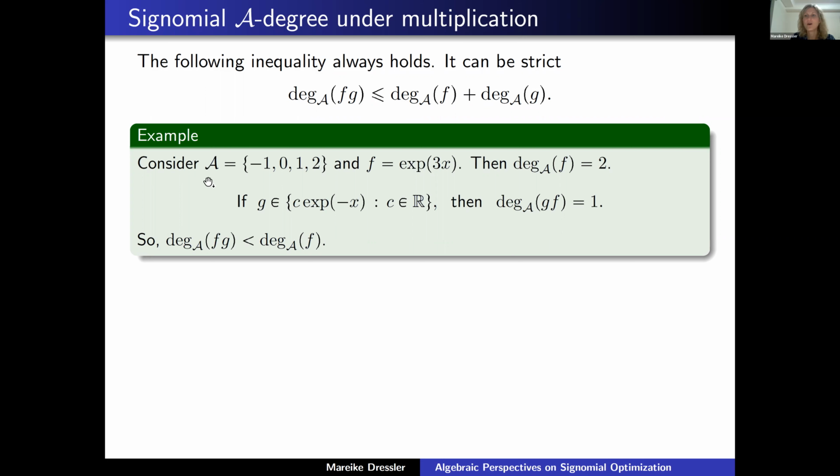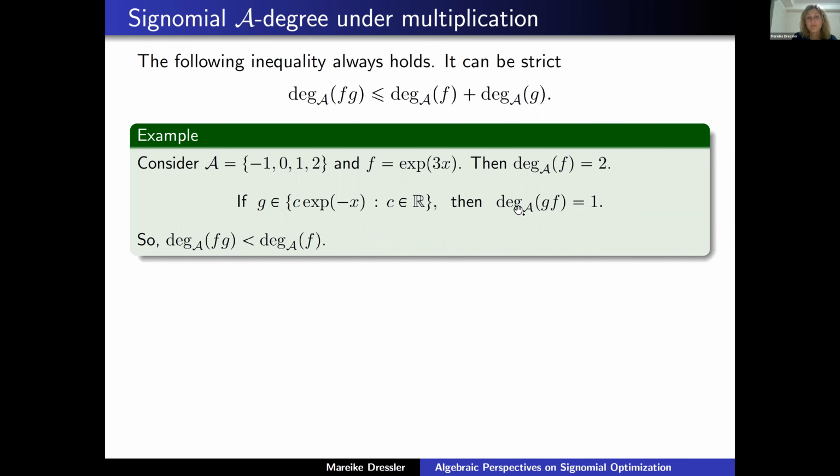So let's consider the one variable case. And we have this ground set, -1, 0, 1, and 2. And we look at the Zignomial f = xe^(3x). Then the A degree of f is 2. And why is that? We really need two basis functions to express f. So we need xe^x and e^(2x), right? The product of these two base functions would give me then xe^(3x), and this shows that the A degree is 2.